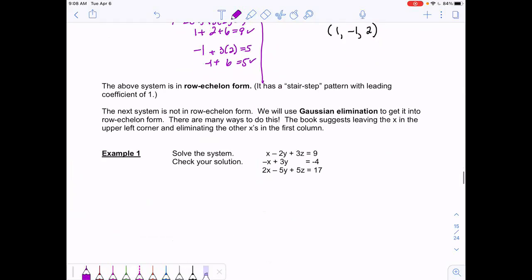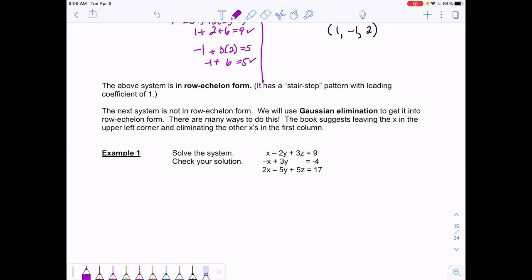So if you look, our next system here is not in row echelon form. So I don't have a stair step pattern where the first equation has all three, and then the second one has two. It does have two, but it doesn't have that first variable missing. And then the third equation has three. Gaussian elimination is a process to get a system of equations in row echelon form. There are many ways to do this. In math, you at this point know that there's not just one way to solve a problem, especially in trig. You saw there wasn't one way to solve an identity.